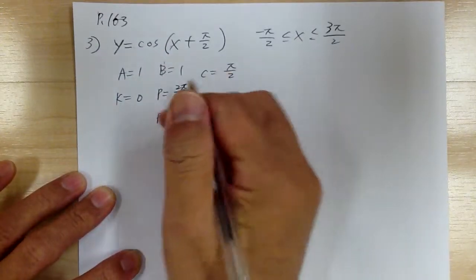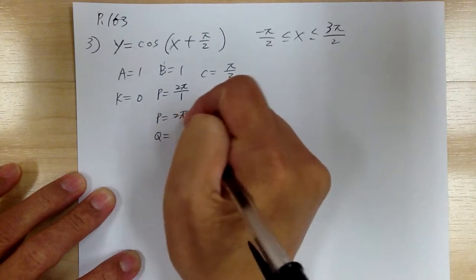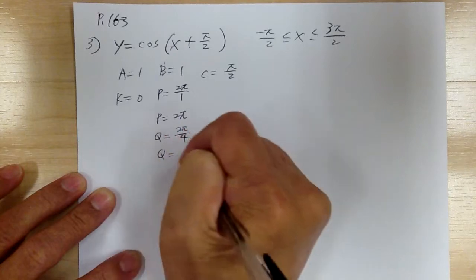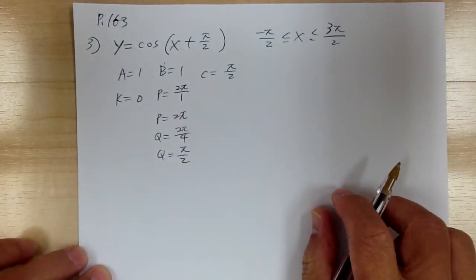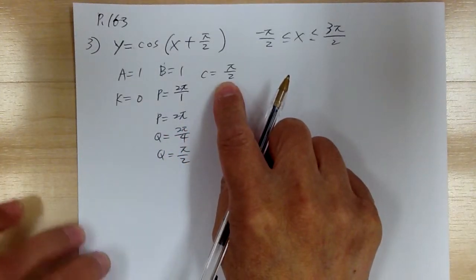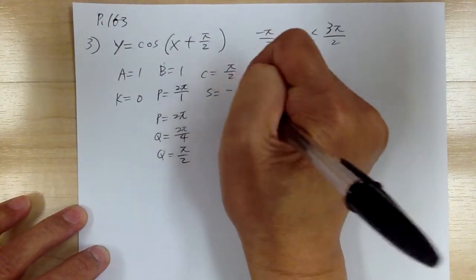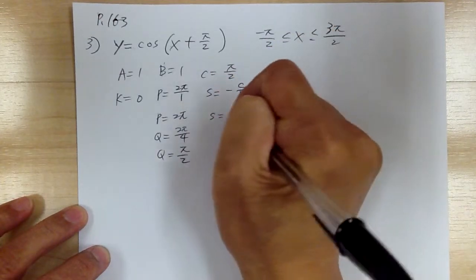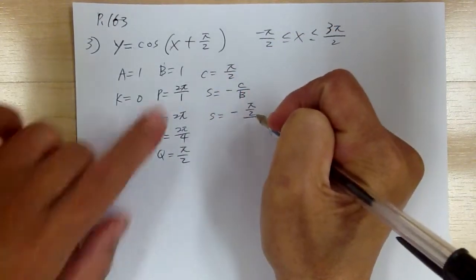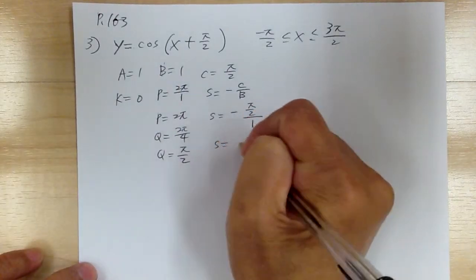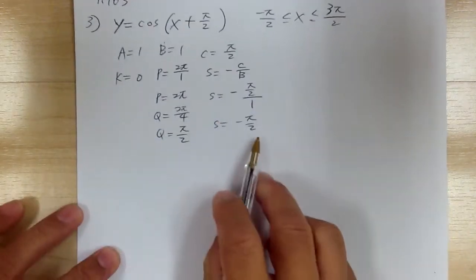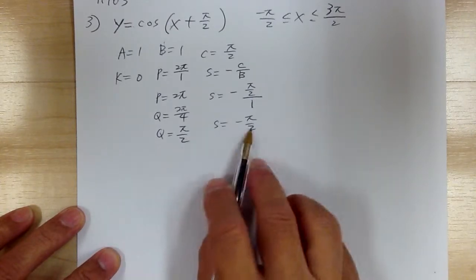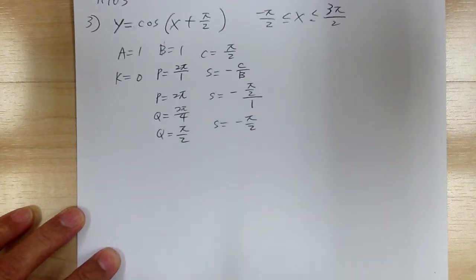And for cosine you want to get a quarter point. So q equal to 1/4 of that, so 2 pi over 4. So q equal to pi over 2. Then from c you have to get the shift. So s equal to negative c over b, so equal to negative pi over 2 over b, which is 1. So s equal to negative pi over 2. Right now they have a common denominator, so that's good. Now if they're not the same, you try to make them into a common denominator.